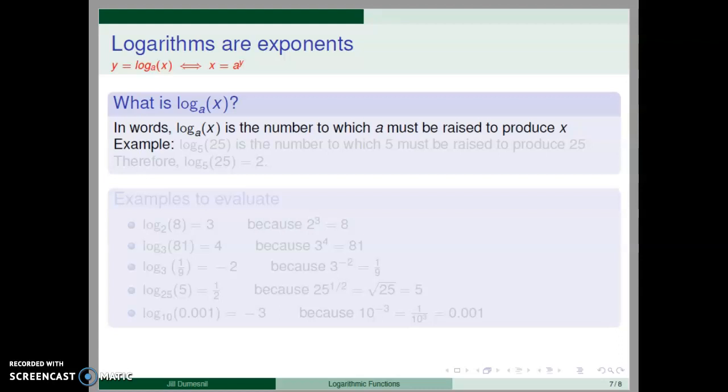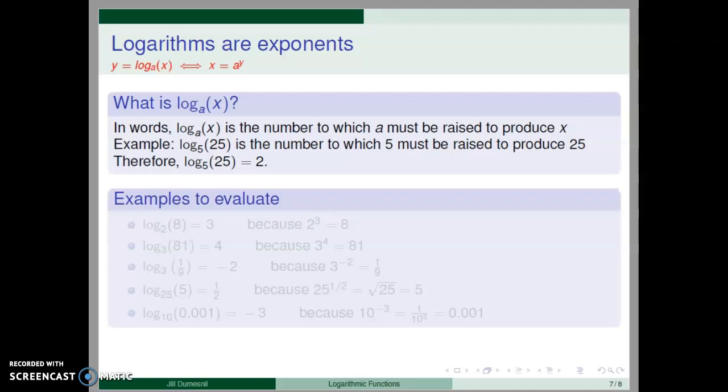For example, log base 5 of 25 is the number to which 5 must be raised to produce 25. Therefore, log base 5 of 25 equals 2. Let's practice evaluating some more example logarithms. Log base 2 of 8 equals the number that 2 must be raised to produce 8. So log base 2 of 8 equals 3 because 2 cubed equals 8.